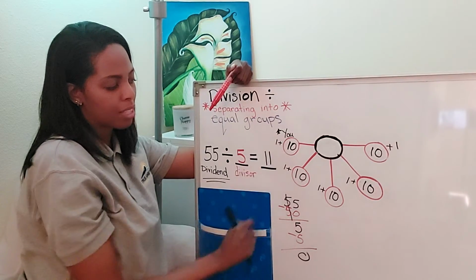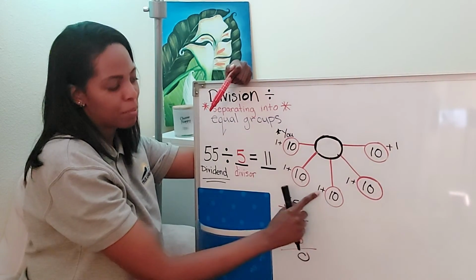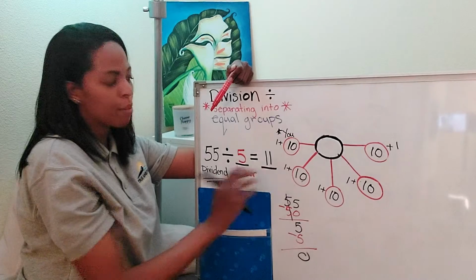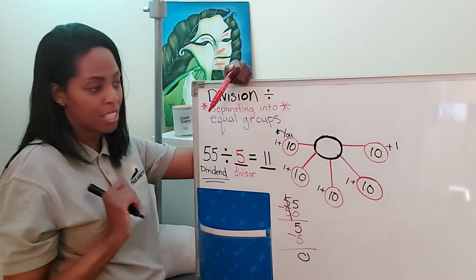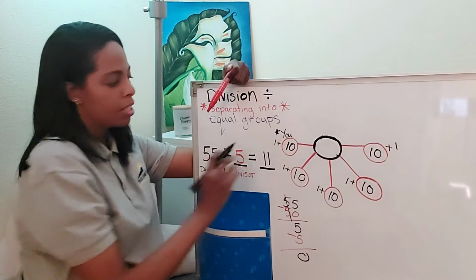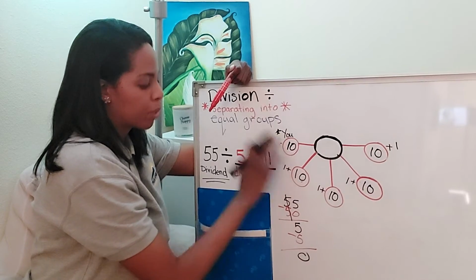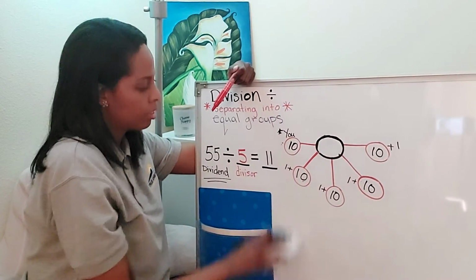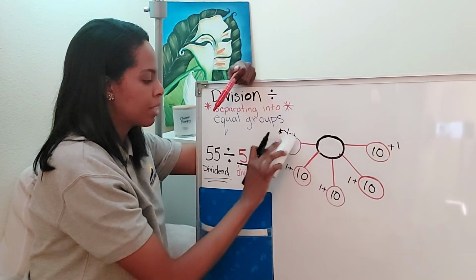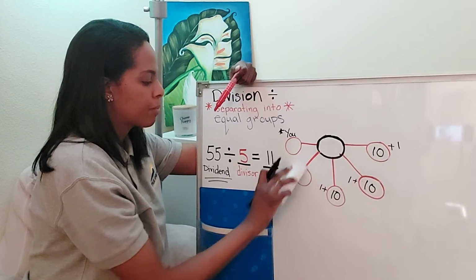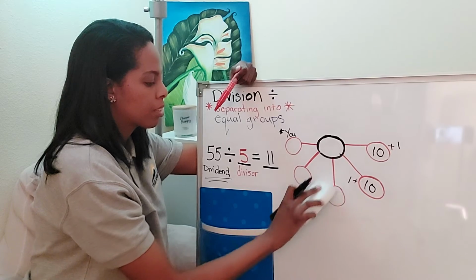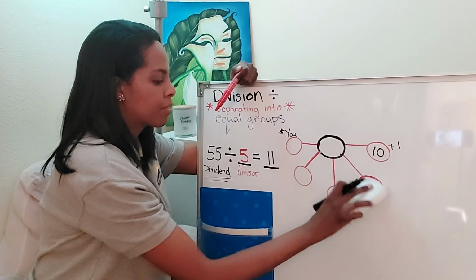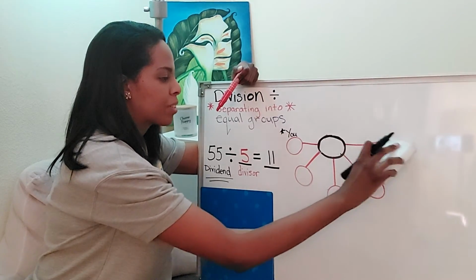10 plus 1 makes 11. So everybody can have 11 gummy bears. If you want to make sure that what I'm telling you is true, you can actually write the number 11 in there. Let's see if that makes you feel better.